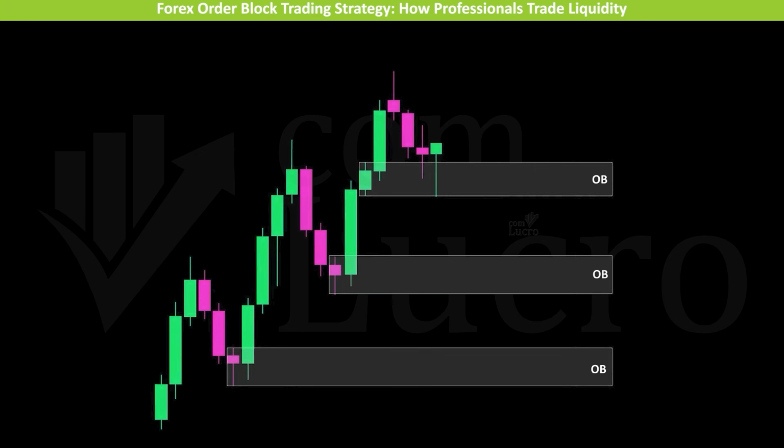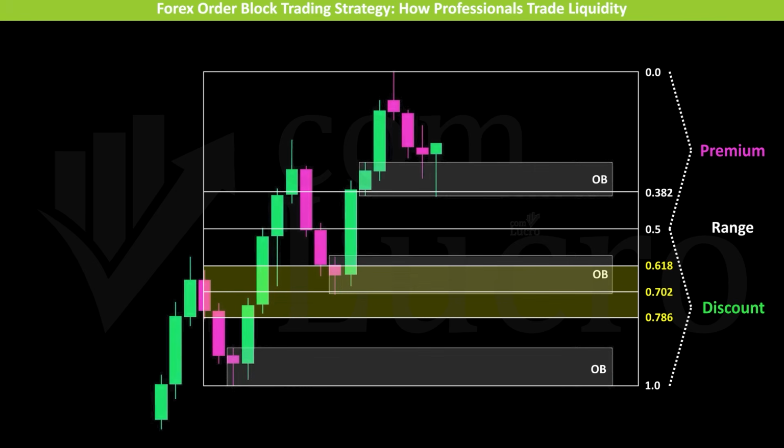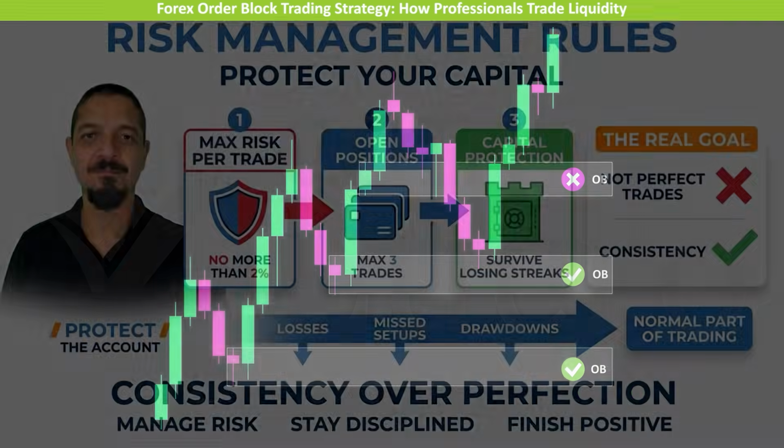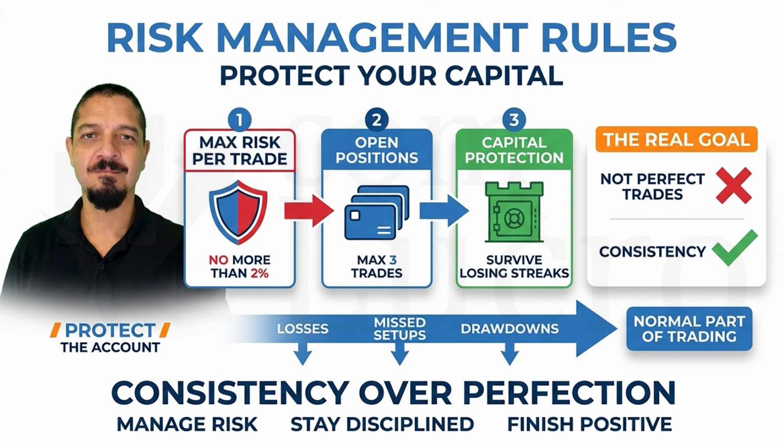Scenario 3. Multiple order block formations. We can trade each one as long as they provide a reasonable risk-to-reward opportunity. However, it's essential to manage risk carefully. Never risk more than 2% of your trading account on a single position, and avoid having more than 3 trades open simultaneously. This discipline keeps your capital protected, even during losing streaks.